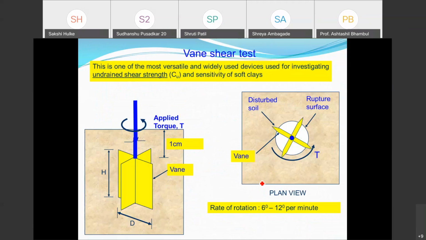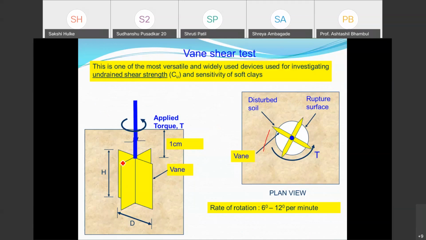The other test is the vane shear test. This test is applicable only for cohesive soil, such as clay soil, and this test is necessary as a quick test. It's a quick test. The simple principle is that there are four blades.